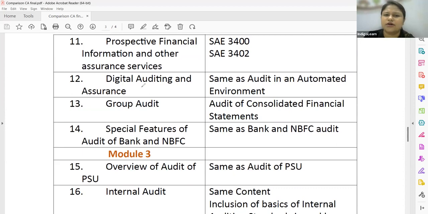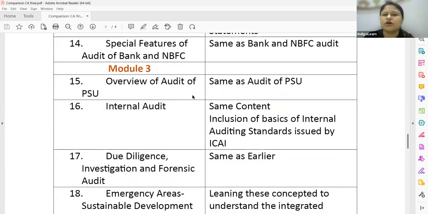It is digital auditing, which is nothing but automated environment. Group audit, as I told you, is audit of CFS. Special features of banks and NBFCs will continue to remain as they are. So we have bank audit and NBFCs, which are going to be as they are. Module 3 will talk about the overall audit of PSU, which is again the audit of PSU we studied earlier, as it is. Public sector undertaking, government audit, we call it.